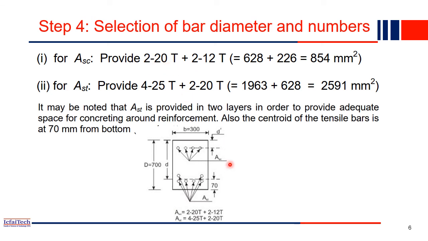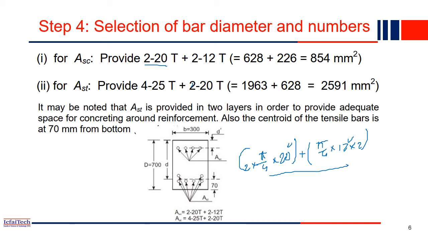So this is pi by 4 into d square, right? How do we compute? If you provide two 20 mm bars, what is the cross-sectional area we provided? Pi by 4 into 20 square, right? This is for one reinforcement bar, and we are providing two 20 mm bars. So this plus pi by 4 again into 12 square, for two 12 mm bars, multiplied by 2. If you do all this computation, you will get 854 mm square. Whatever we need is maybe 850 mm square, we provided 854 mm square, so it is okay.